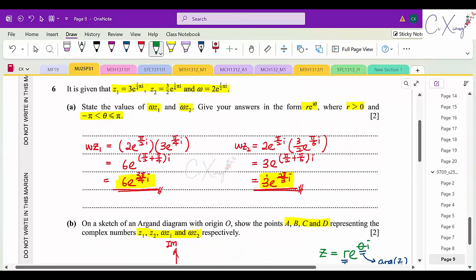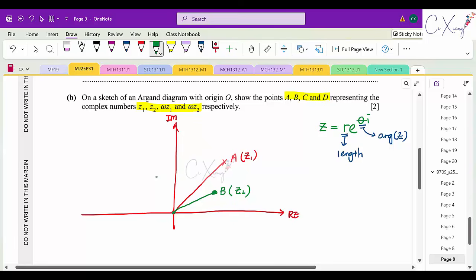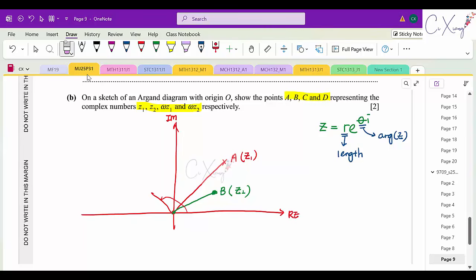Okay, then next one. WZ1 becomes 6e power 3 pi over 4. 3 pi over 4 means 135 degrees, so measure 135 degrees from here. Then you need the length of 6 units, so it's this one. The graph that I draw might not be very nice, so please make sure that you draw a nice one. 6 units is quite long, right? So this is point C, which is WZ1.